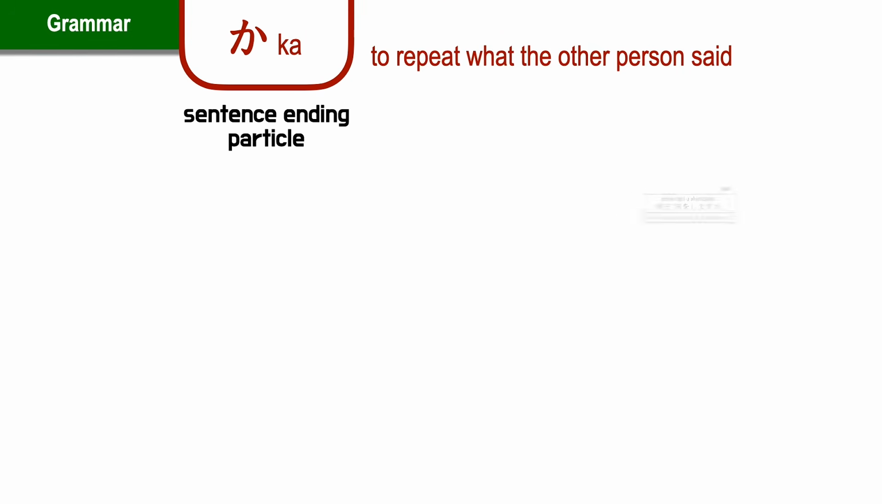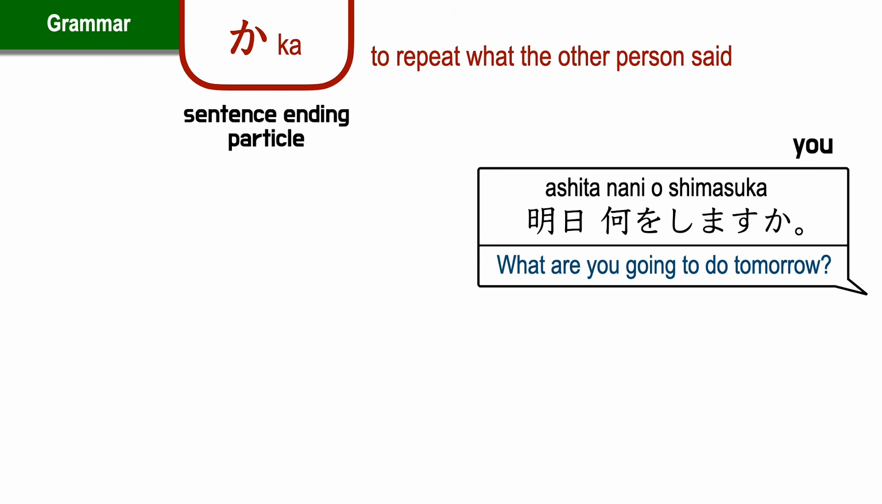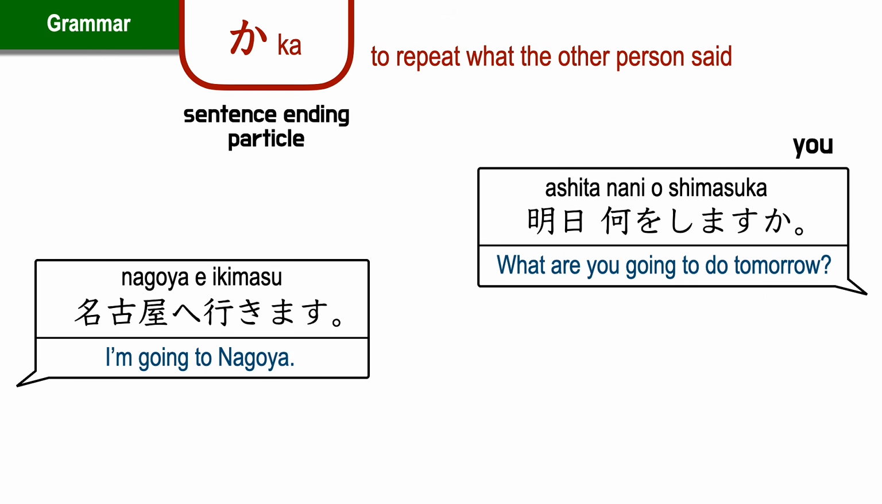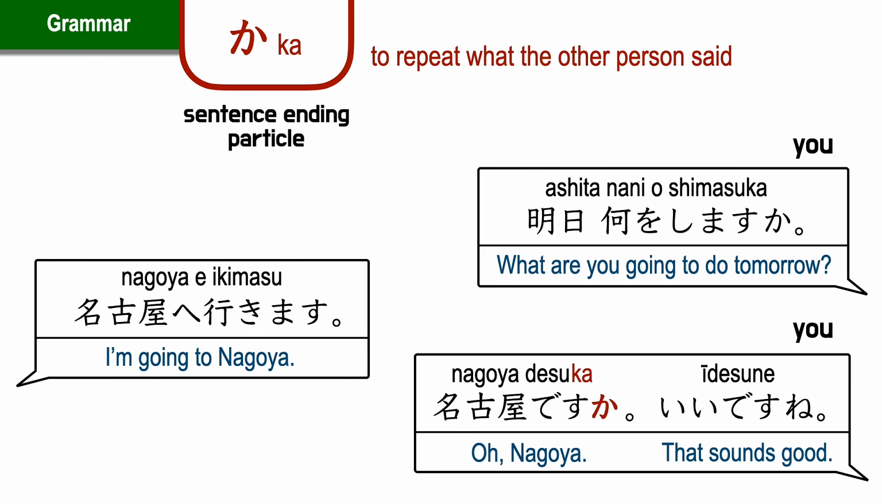For example, when you ask, 明日何をしますか? What are you gonna do tomorrow? And the other person goes, 名古屋へ行きます. I'm going to Nagoya. And here you can say, 名古屋ですか? いいですね. But when you repeat what the other person said with か at the end, make sure not to raise your pitch. 名古屋ですか?